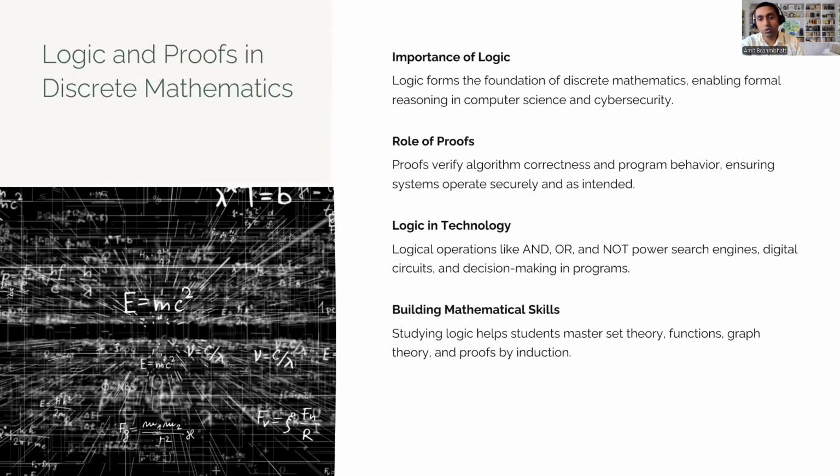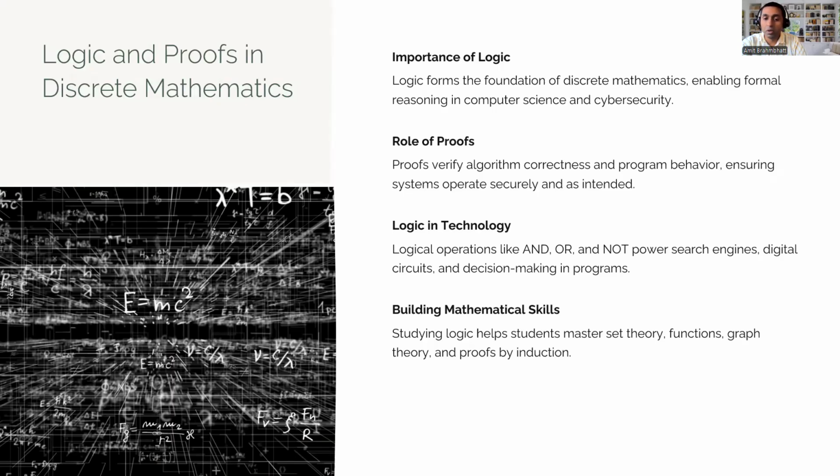For example, when a software engineer proves that a sorting algorithm always produces correctly ordered lists, they are using logical reasoning, similar to what is learned in this chapter. Another important motivation for studying logic is its role in everyday technology. Search engines, database queries, and digital circuits all rely on logical operators such as and, or, not, etc. Even simple decision programs, like whether a user can log in or whether a loop should continue to run, are based on logical expressions.